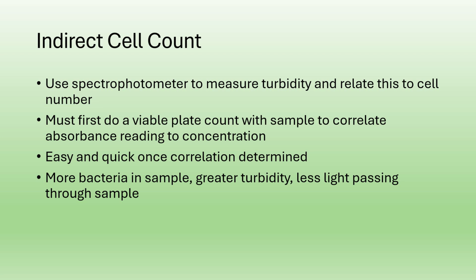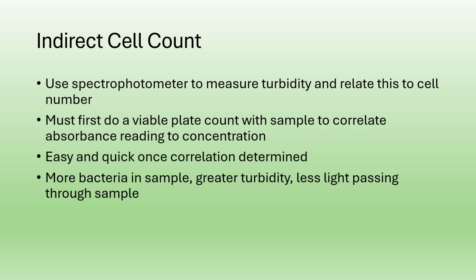To use the spectrophotometer, it takes a little bit of work to start off with. What the spectrophotometer does is measure the turbidity, and then you relate this to the cell number. So the first thing you're going to have to do is take your sample and use the spectrophotometer to get your readings, but at the same time, from those same samples, you also have to do a direct plate count so that you can correlate. You only have to do this once, though. If I get a reading of, whatever, 7.2, that correlates to X number of cells.